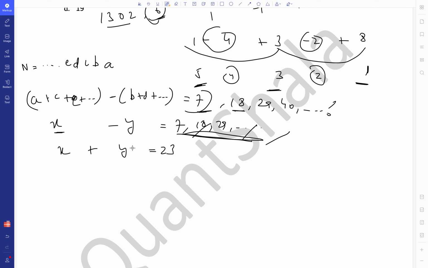y, how do we find y? y is found by subtracting the first equation from the second equation and dividing by 2. So again, 23 minus 29 will become negative, which is not a possible value for y. So all values above 23 are also ruled out. So the only value that we are left with is 7.